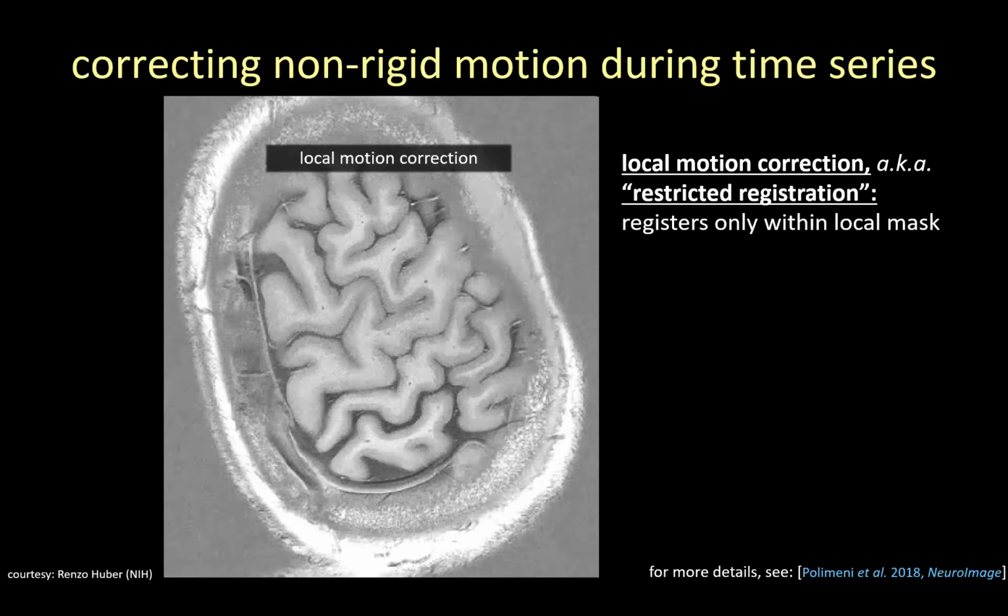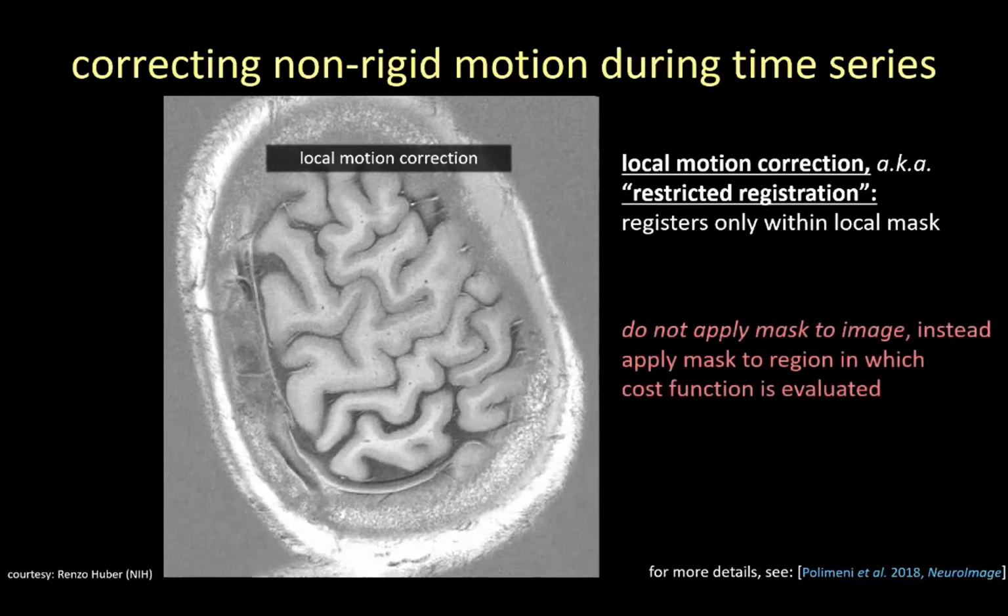This is a video, I think, Renzo, you gave this to me a long time ago. I don't know if this is up to date. I really like this example. The idea is correcting for non-rigid motion during the time series. We know that there are dynamic distortions. There's not always perfect, rigid motion due to different distortions. And so what Renzo did here, I really like. He calls it local motion correction. Sometimes I like to think of it as a restricted registration. You only motion correct the tissue of interest within a local mask.